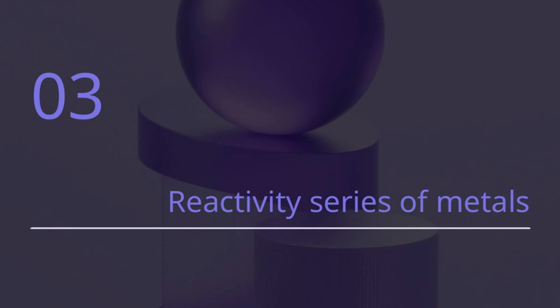For example, metals like potassium and sodium are very reactive, so they react quickly with water, sometimes explosively. On the other hand, metals like gold and platinum are very unreactive and won't react easily at all. This series is crucial because it explains why some metals are used in certain applications, and also why some metals can be extracted from ores more easily than others. Overall, the reactivity series is a fundamental concept that ties into the broader theme of how metals behave chemically.